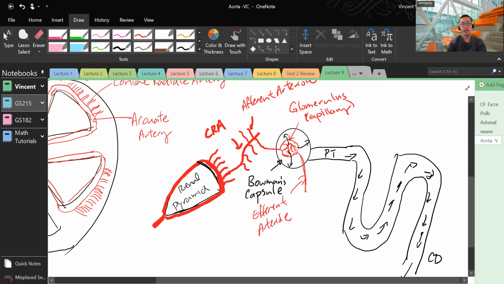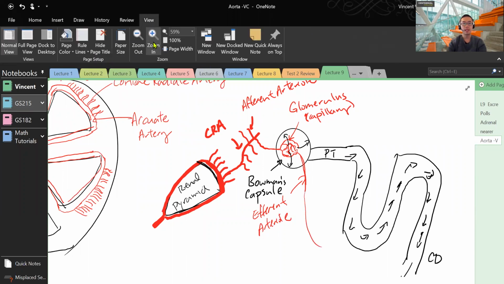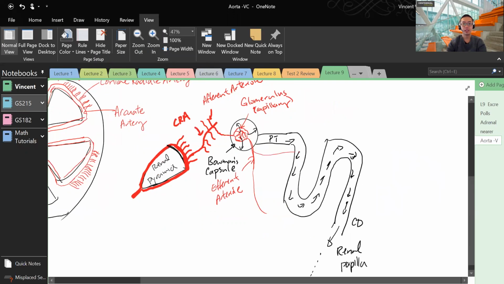Okay. And this actually will open up into a web, okay, a web of capillaries and other network that will be adjacent next to the nephron at all times. Okay, so this network is called the peritubular capillary. Okay.